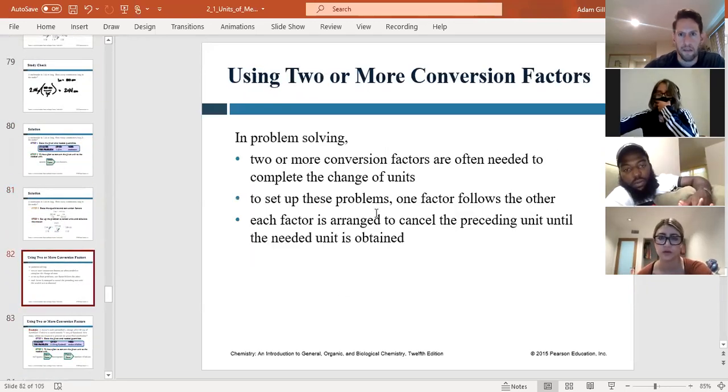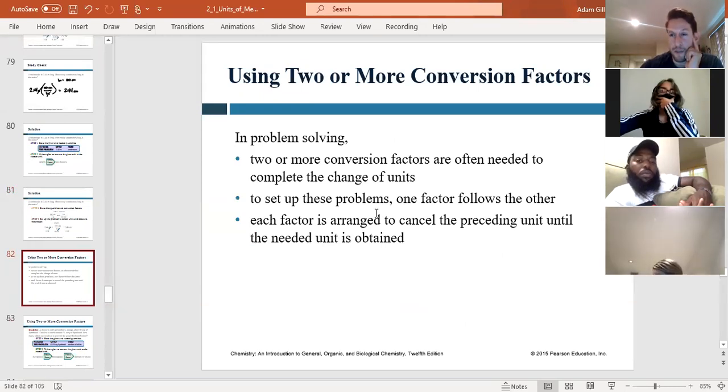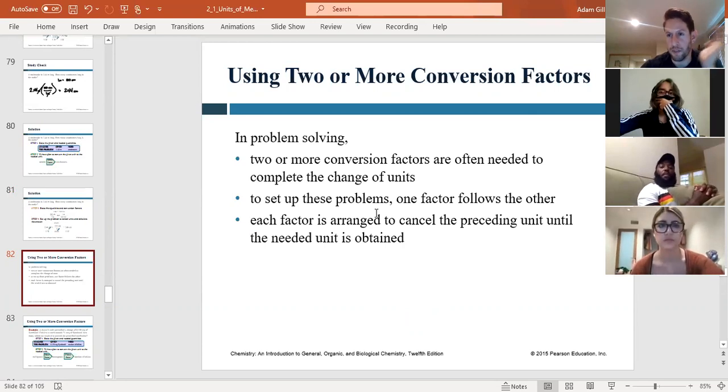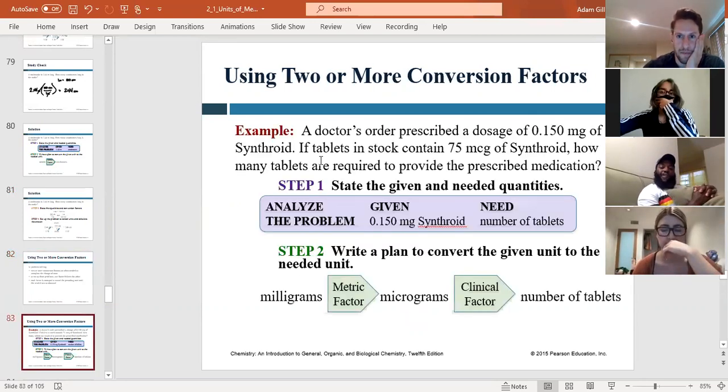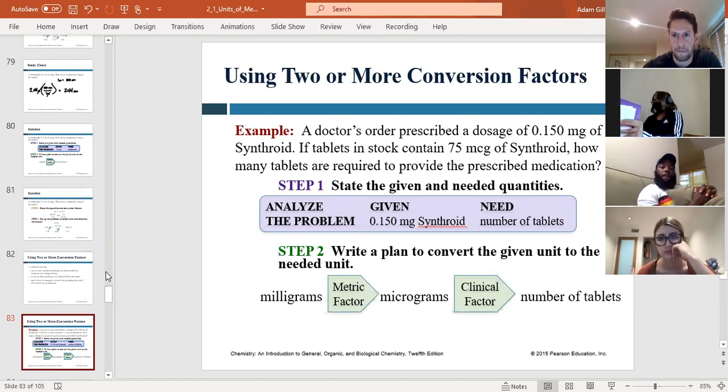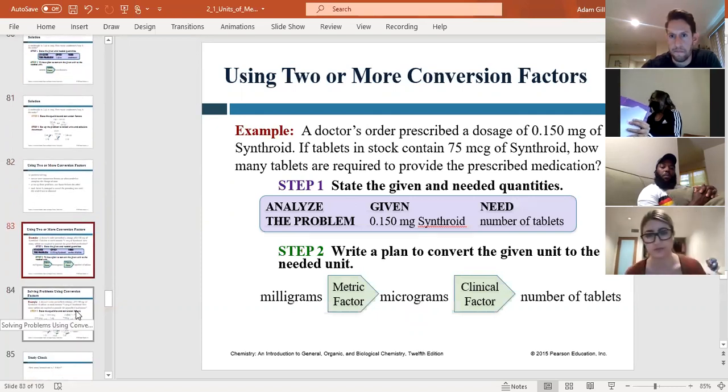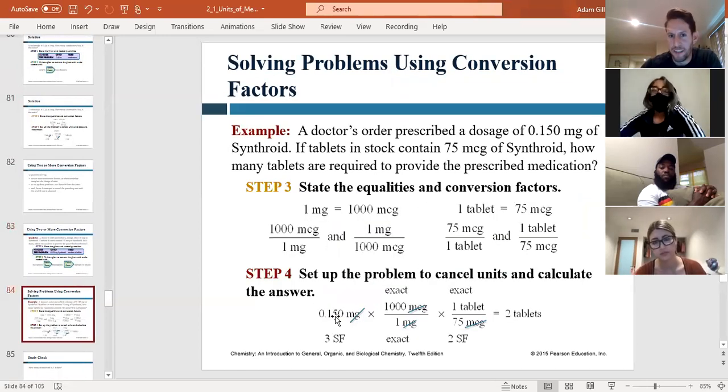All right. So in chemistry, a lot of times you have more than one conversion factor. The last 2 examples we did were easy because it was just one conversion. So sometimes you're going to have multiple. A doctor prescribed a dosage of 0.15 milligrams of Synthroid. The tablet in stock contains 75 micrograms. How many tablets do you need? 2. Yes. The math is simple on this one, so it's easy to do it in your head, but the way you would do it is with conversion factors. You start with 0.15 milligrams, then 1,000 micrograms per milligram, and then 1 tablet per 75 micrograms. So milligrams cancel, micrograms cancel, and you end up with 2 tablets.